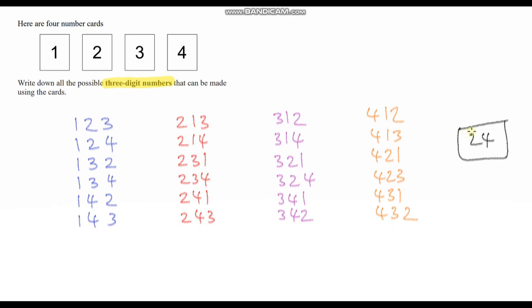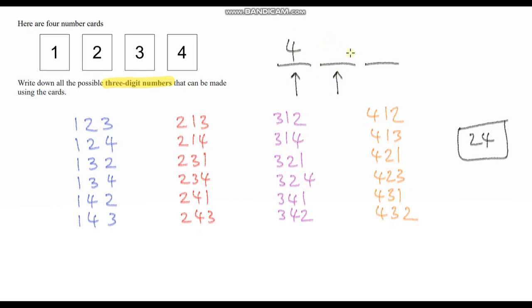But as a bonus question, do you know where this 24 came from without listing any of the numbers? Well, let's think about it again. And first of all, let's think about the first digit. Now, how many different options are there for this first digit? Well, there's 4. We can either have 100, 200, 300 or 400. So there's 4 options for the first digit.